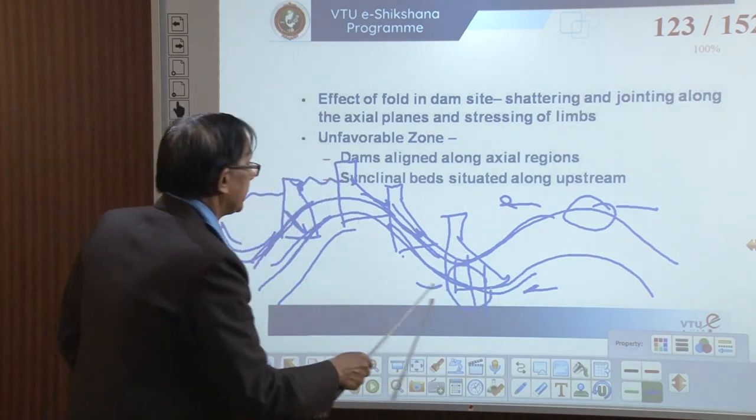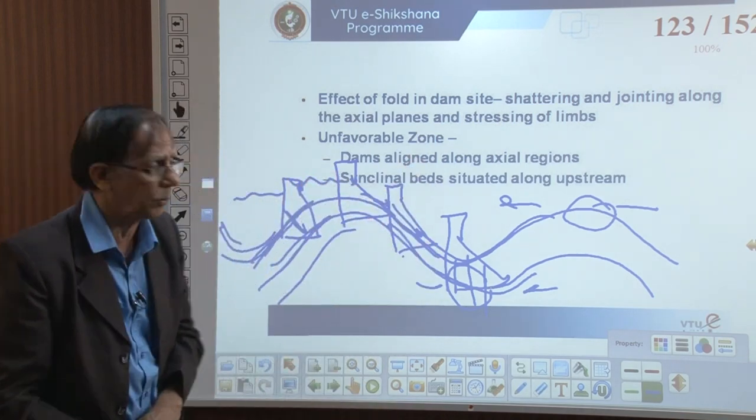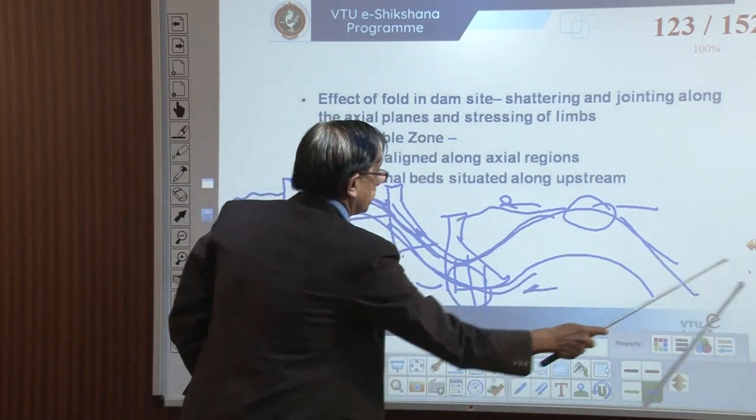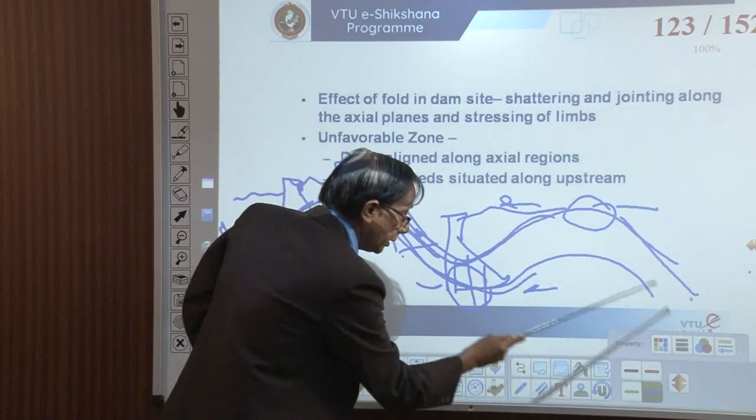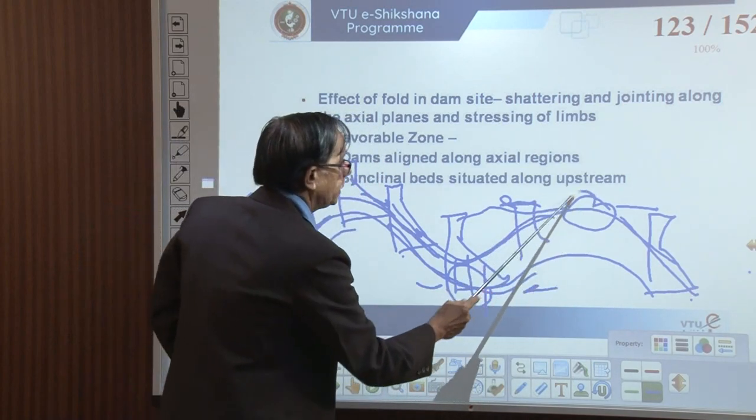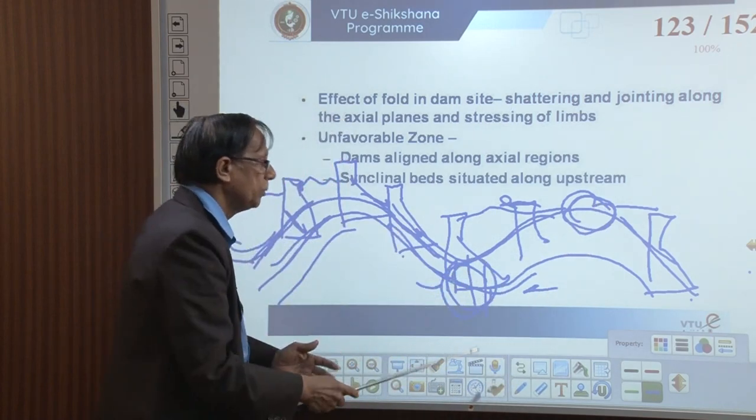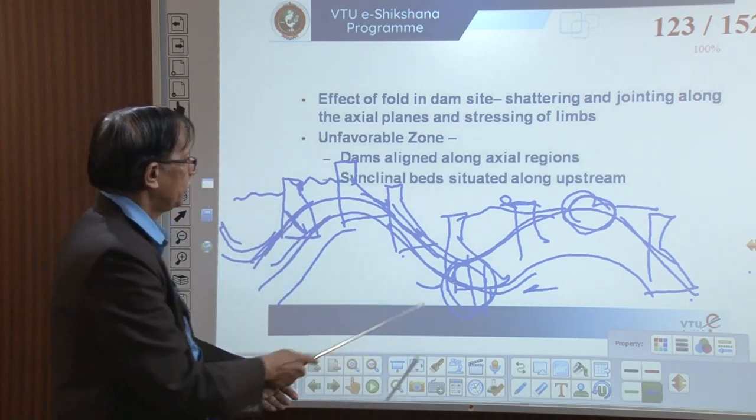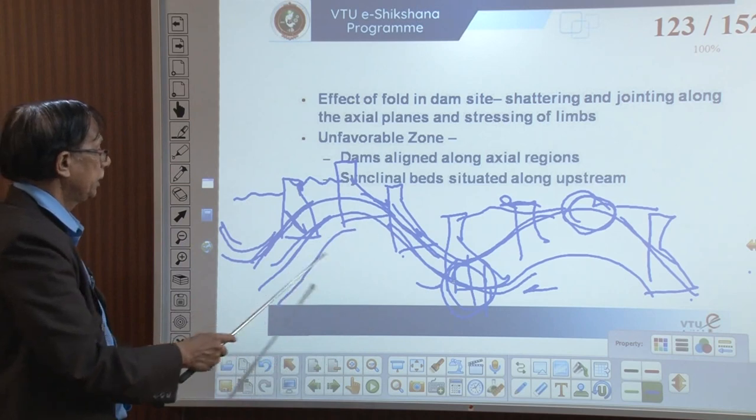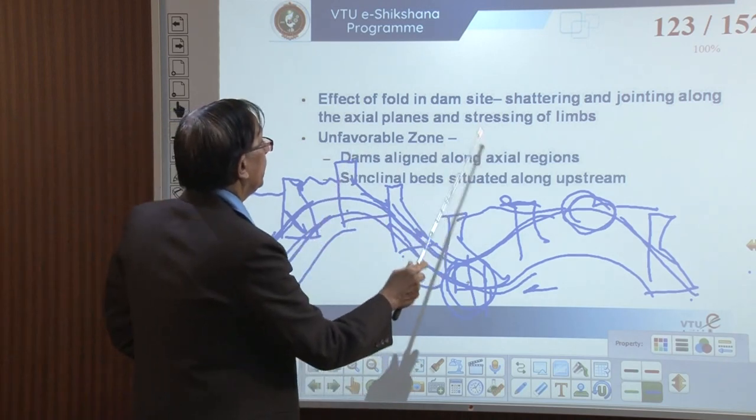Therefore, if beds are folded, then unfavorable, favorable, unfavorable conditions like this develop. In any case, this we call downstream. If this is the river flow and this is the reservoir, this is the downstream side. So on the downstream side, if rocks are sloping, I should not construct here. I can select a site here. I should not select any site where tensional force is there, that is the anticlinal part. Similarly, in the synclinal part there is compressive force and an artesian condition with compressive fractures, so it is not suitable. When beds are folded, only one site is suitable; here, here, here, they are not suitable. So we have an unfavorable zone.